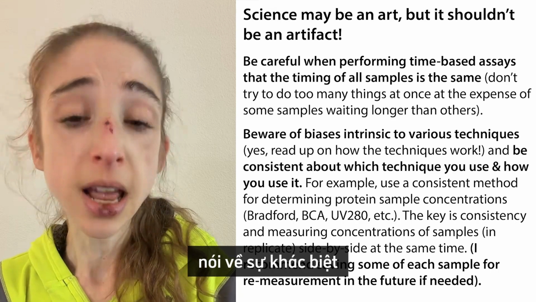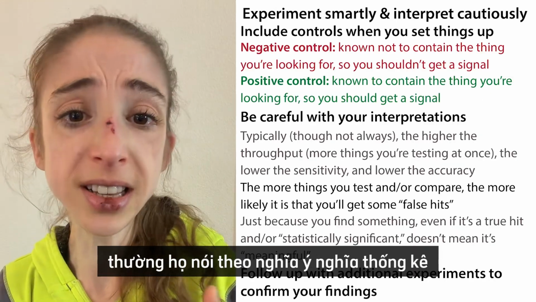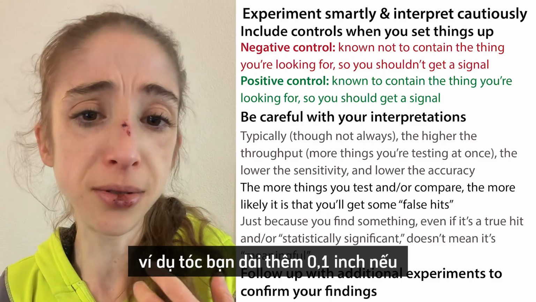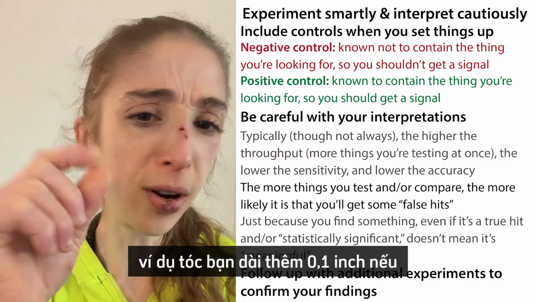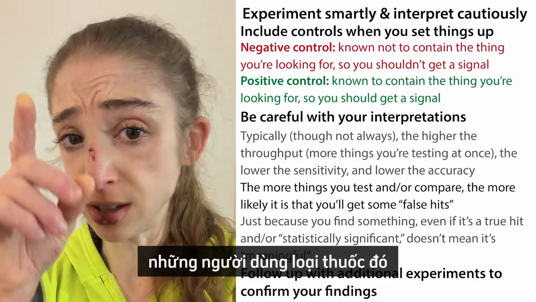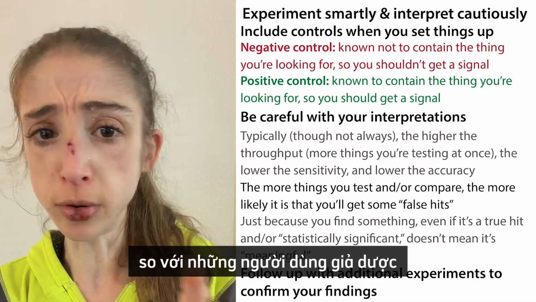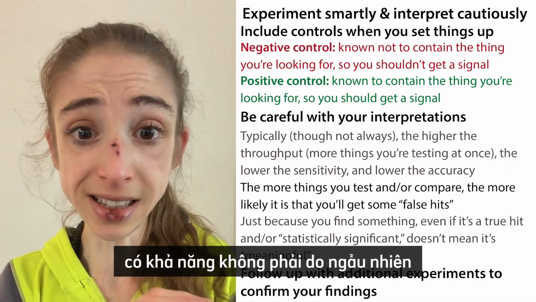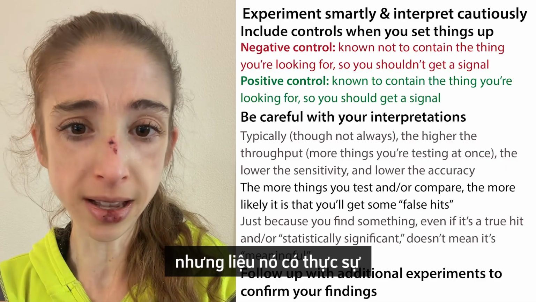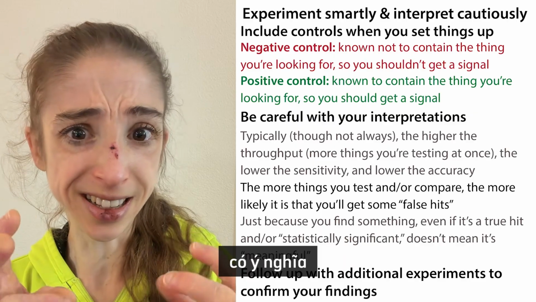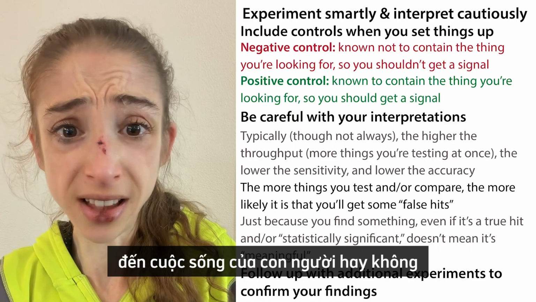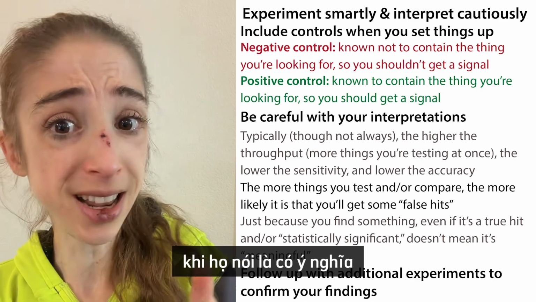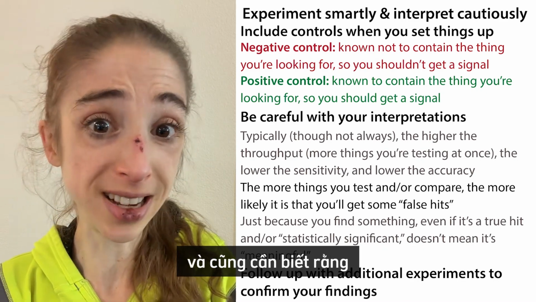Speaking of differences, when scientists talk about significance, this is often in the sense of statistical significance, not real life significance. And so say your hair grows 0.1 inch longer in people that take this certain drug compared to people who take a placebo. Well, maybe that result is statistically significant. It's likely that it's not caused by chance, but is it really significant in the sense that it would have significance in the lives of the people? No.